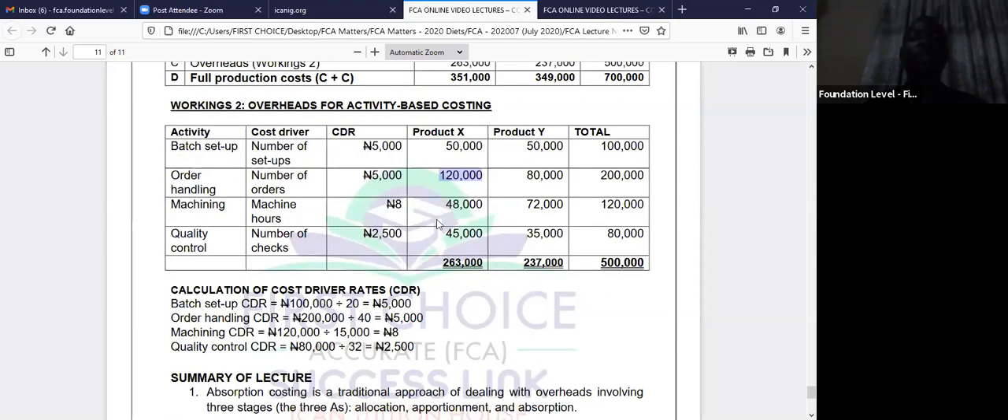So you do the same similar thing. You look for the overhead cost driver rate. You multiply. Of course, this is the 8 you've gotten, which you put here. Your cost driver rate was 8. Take it to this table. 8 multiplied by how many?